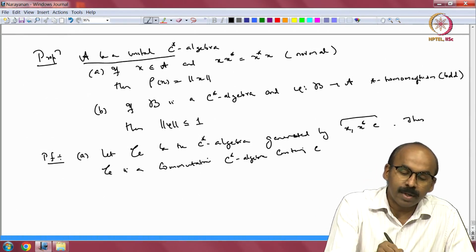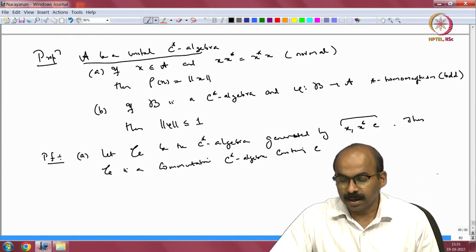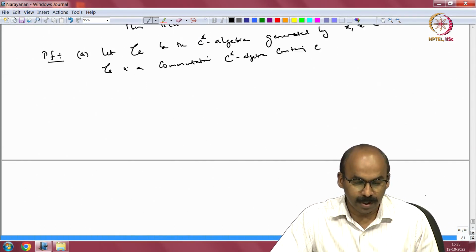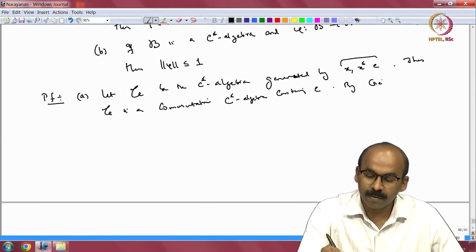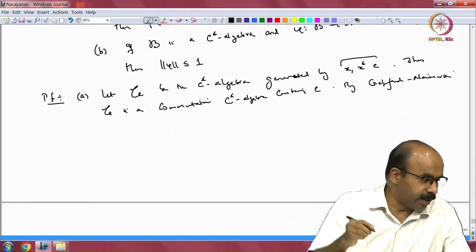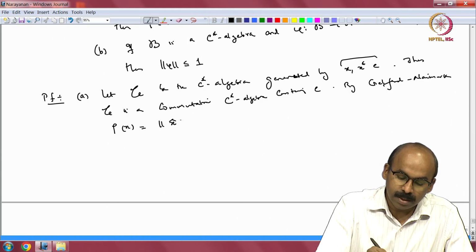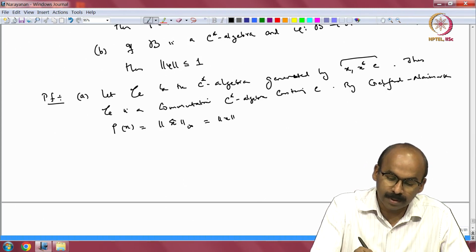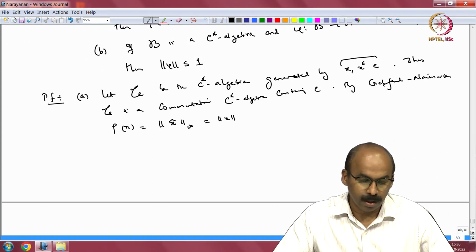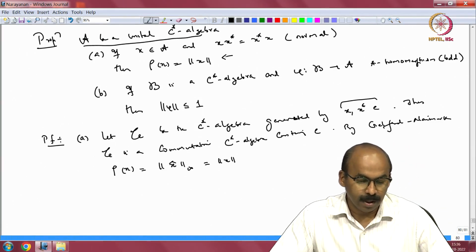See, here we did not assume that A is commutative. If A is commutative, of course, x star x will be equal to x x star. We do not need to go down to a commutative C-star algebra. Okay. So, C is commutative. Now, by Gelfand-Naimark, rho of x, that is the spectral radius of the element x, is equal to the infinity norm, equal to norm x, right. So, that is what we wanted to prove, right. So, spectrums are same, right.